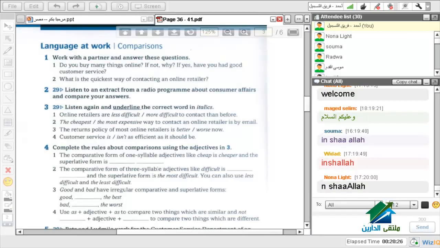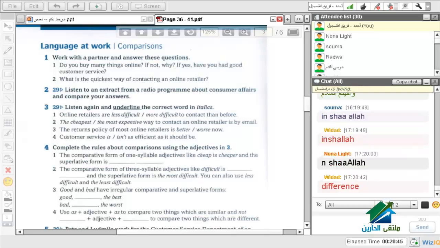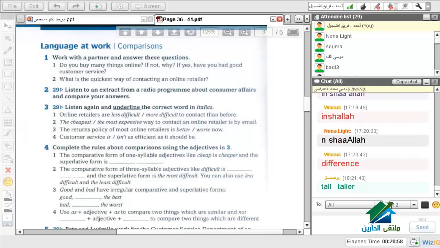Okay, so language at work, the second part of Unit 6, comparisons. What do you know about comparisons in English? How do you make a comparison, two things or two persons or more than two? Give me some ideas, please. Differences. Muhammad Fadl is saying tall and taller.